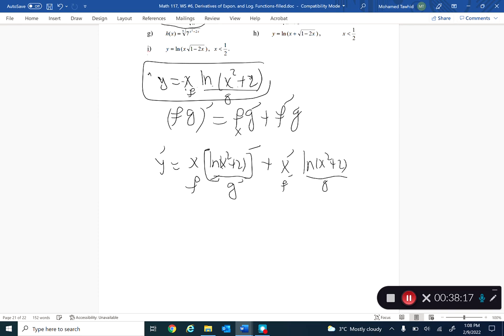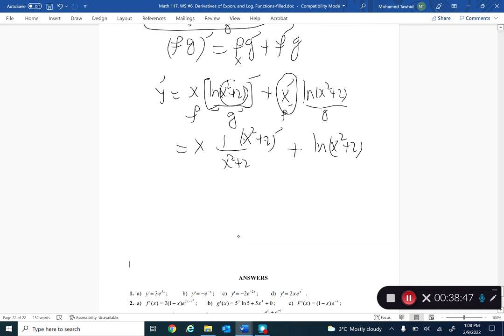That is product rule. Then I have to finish it. What is the derivative of ln (x squared plus 2)? It's 1 over (x squared plus 2), that is my f here, from the rule of the derivative of log. So I have to multiply by (x squared plus 2) prime. And x prime is 1. Then I have to finish the derivative of x squared plus 2, and then you are done.